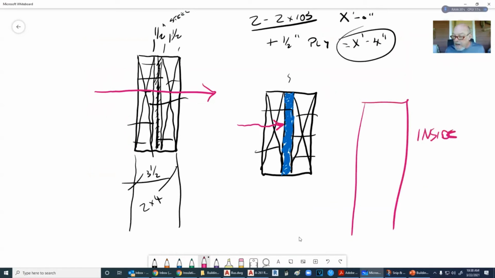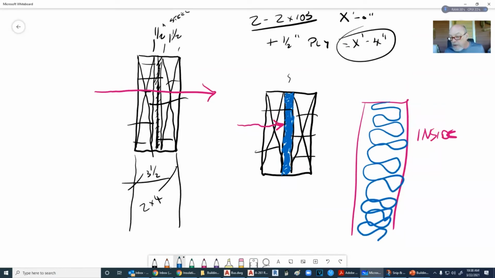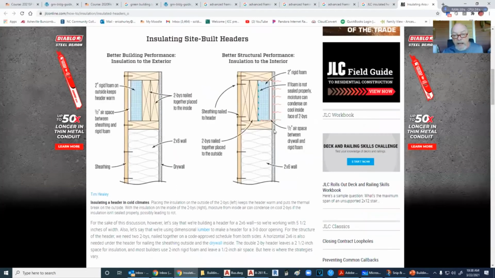So if you're going to have an airspace somewhere, that airspace needs to be on the outside, because you need to always keep your insulation touching on the inside. That is like the number one rule. And by doing this, we're allowing moisture to come in here, condensate in there, and then we can possibly get some rot in this header.